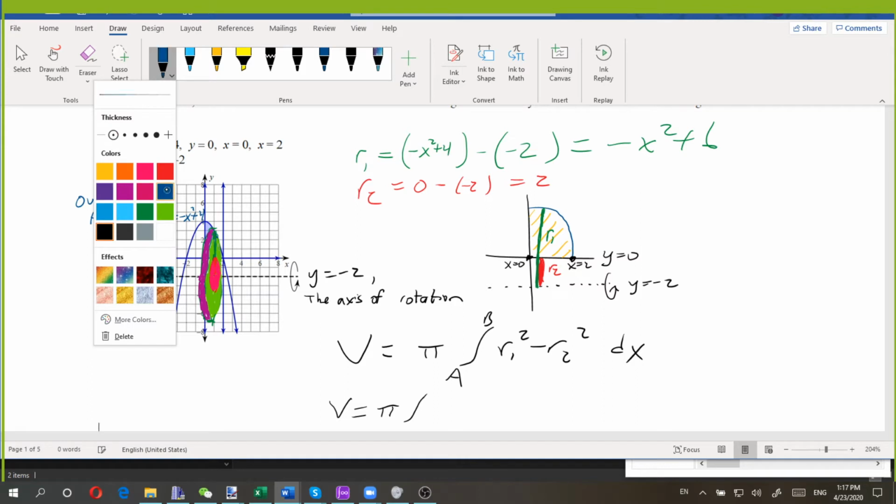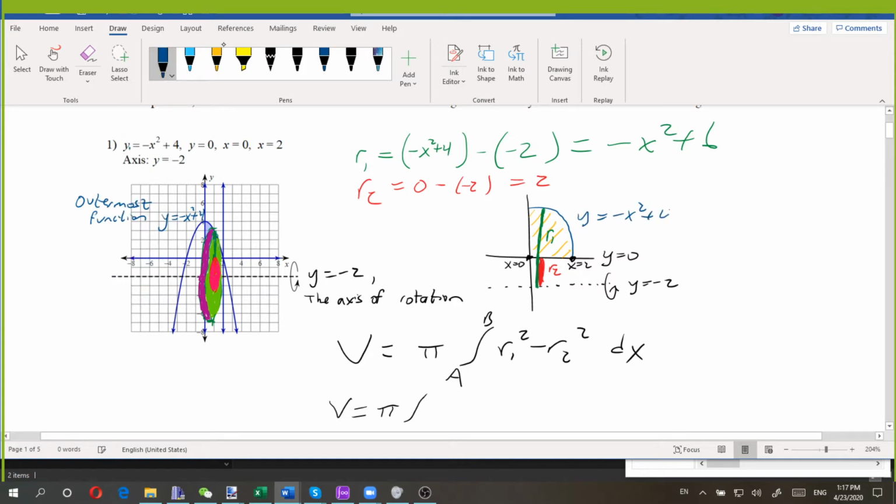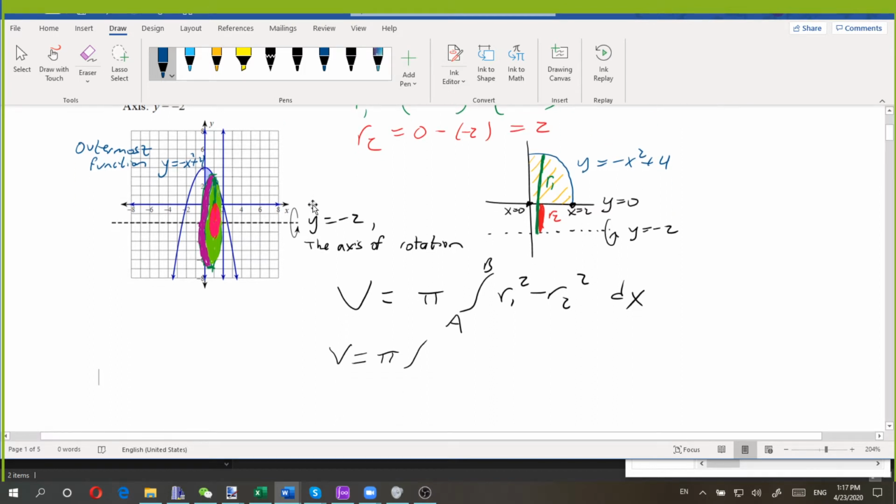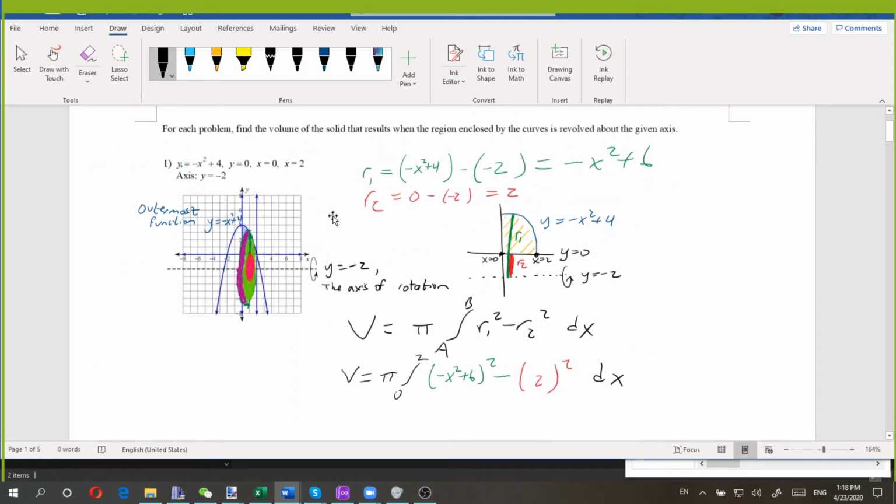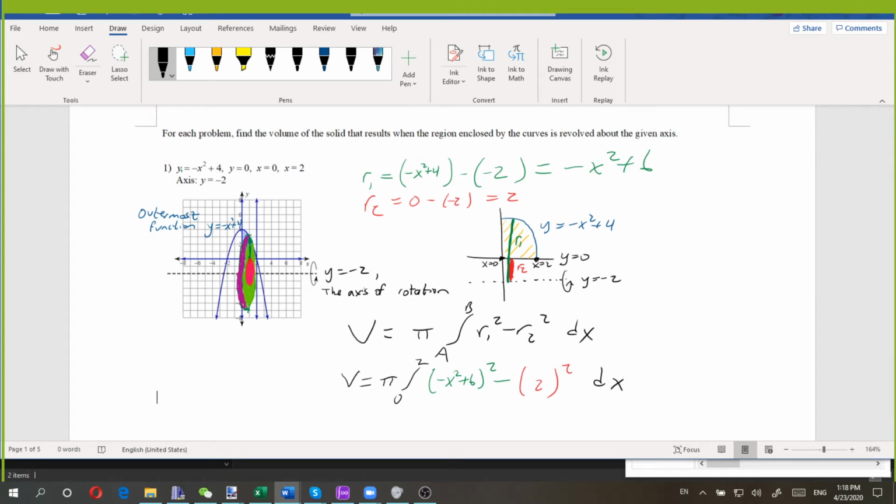4 and 0. Okay, I've got 0 for my start point. Where do we end for our x value? Set 2, 2. Okay, then I'll plug in our R1 that we had earlier, and subtract our R2, dx. Okay, so I've just substituted those in: R1, R1, R2, R2. Okay, over to Niall.